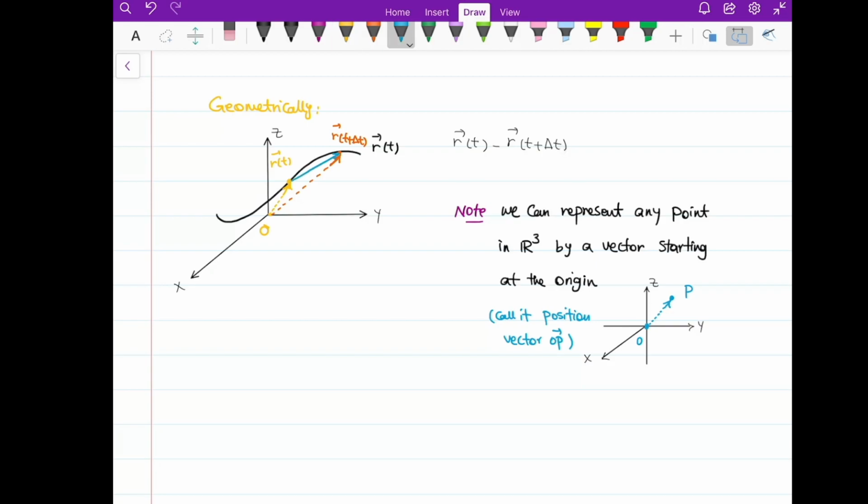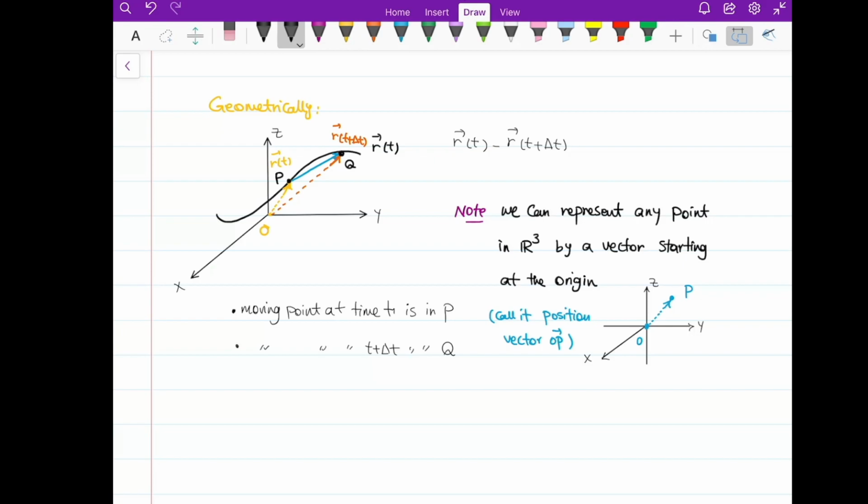You see? So let's say that the moving point at the time t is in the point P. Let me call this point here the point P. The moving point at the time t plus delta t is in the point Q. Let me call this point here the point Q.